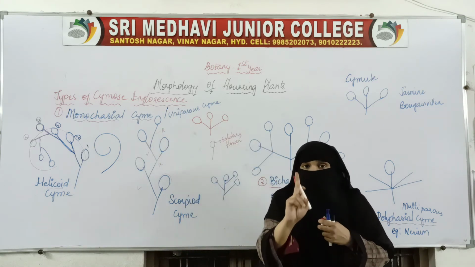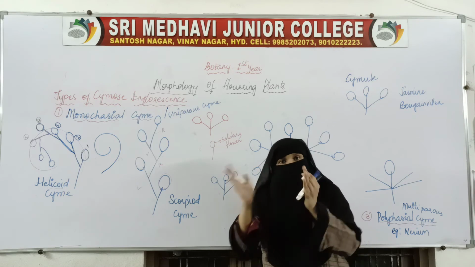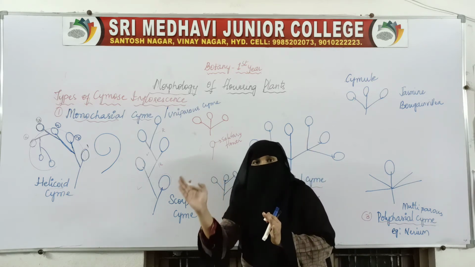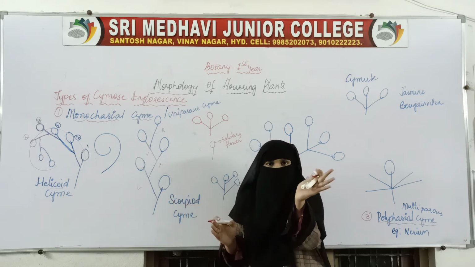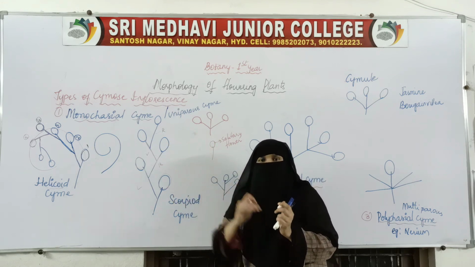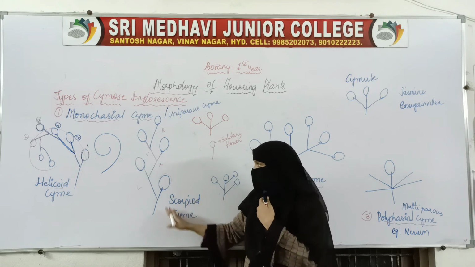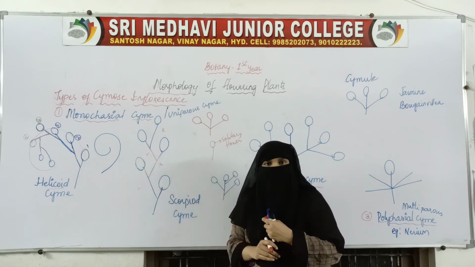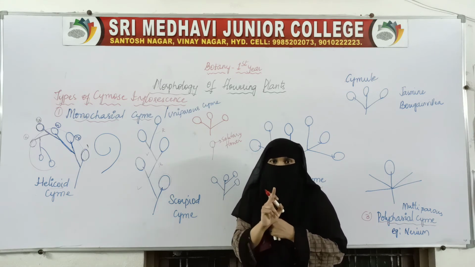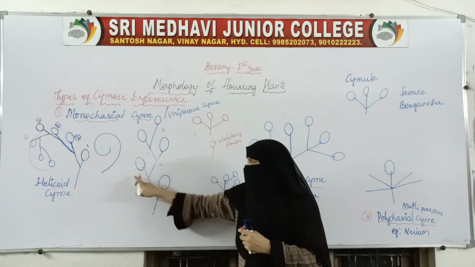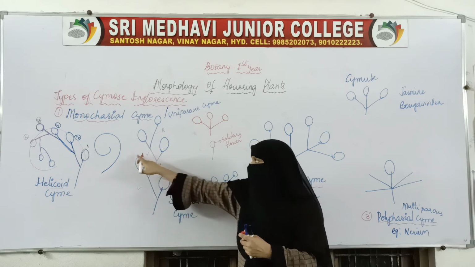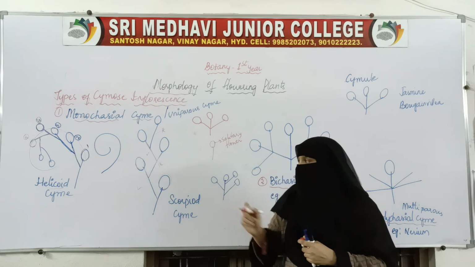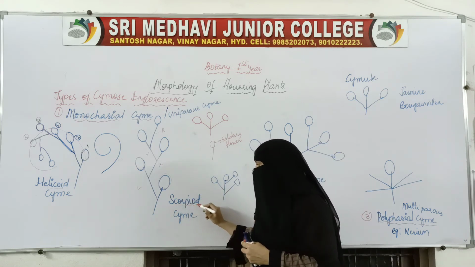Every time only one branch is produced, but alternately. First time it is at the left side, second time at the right side, third time at the left side, fourth time at the right side. So the branches are produced at both sides, but one at a time, in a zigzag manner. This side, then this side, and so it continues. So this type is called Scorpioid.